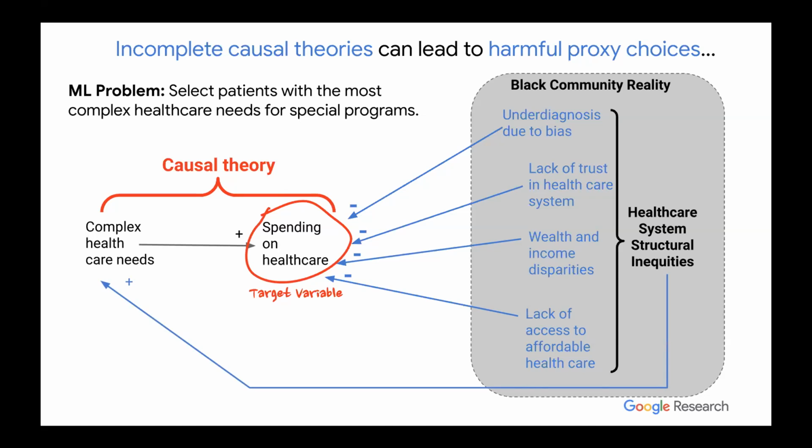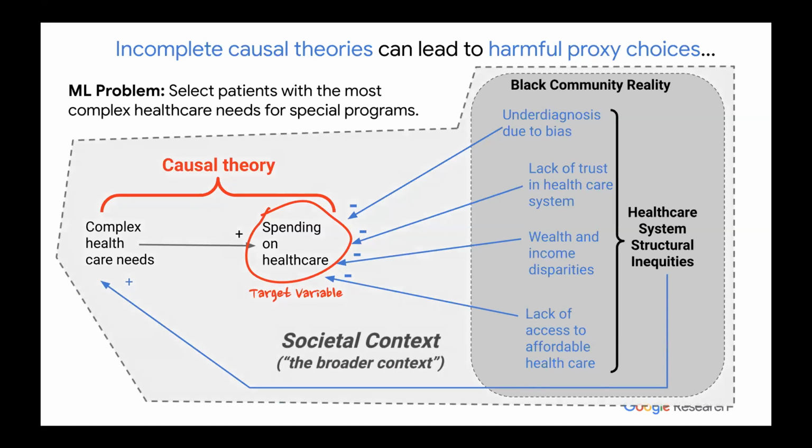Now, when we think about this idea of understanding societal context, in the research that we've done, we think core to that are these causal theories. It's the models that we have in our head about society that really drive what society is. This is the societal context or the broader context. These causal theories are in our head and are often implicit versus explicit. And so we think it's very important to start to make these explicit.